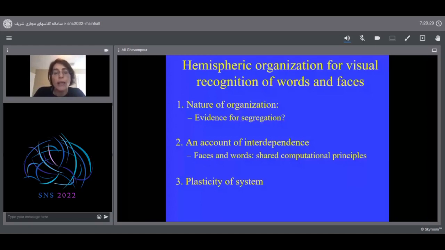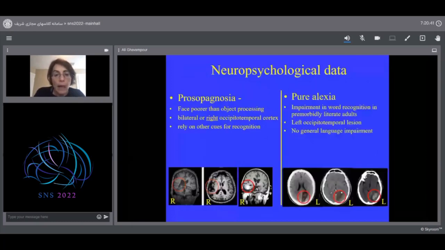The first thing I want to show you is the evidence that people have used to argue empirically for segregation. We know from neuropsychological data that a lesion to the right inferotemporal cortex can impair face recognition. This is a disorder known as prosopagnosia. And in the left hemisphere, there is an equivalent impairment referred to as pure alexia, in which following a left occipitotemporal lesion, individuals who are premorbidly literate lose their ability to read words. So the neuropsychological data argues for segregation.